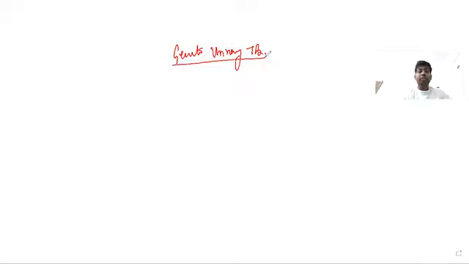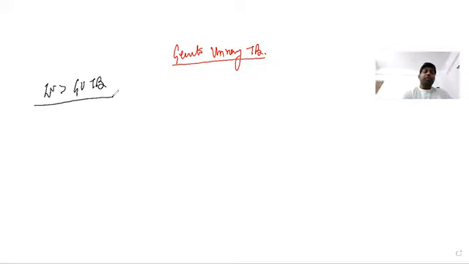Genitourinary tuberculosis is the second most common site of extrapulmonary tuberculosis. The most common site being the lymph nodes, and the lymph nodes are followed by genitourinary tuberculosis.